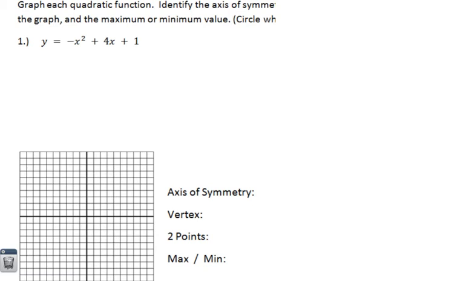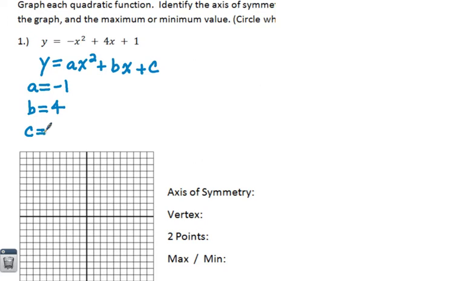So number one needs you to graph this quadratic equation, and what you need to notice first is that this quadratic equation is in standard form. Standard form looks like that: y equals ax squared plus bx plus c, where that would make the a value equal to -1 for our equation. The b value would be 4, and the c value would be 1.